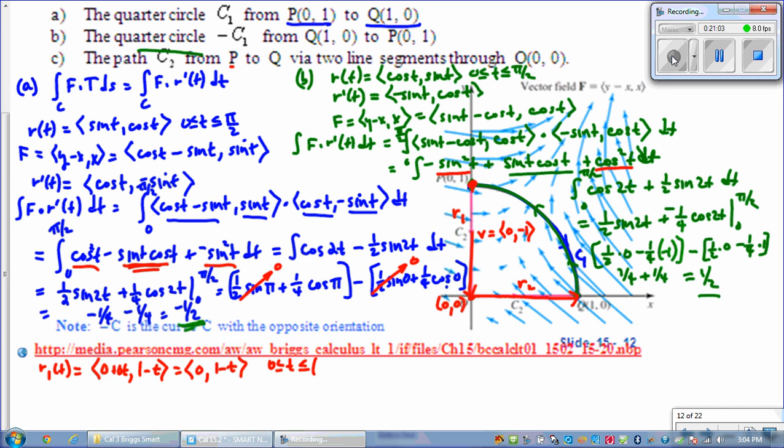So let's test it. Put t equal to 0 in, we're at the point (0, 1), right here. Put 1 in for the t, we're then at the point (0, 0). And notice here that the x stays 0 the whole time you're on this line segment.